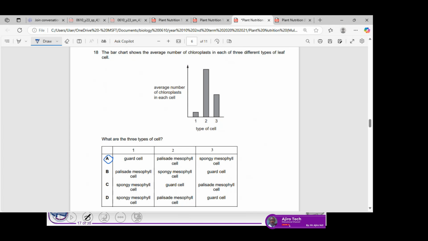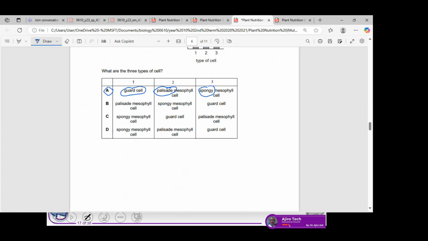I like your thinking. Like I told you, the cells that have the highest number of chloroplast or chlorophyll are the palisade cells, followed by the spongy mesophyll cells. The guard cells have very few chloroplasts, meaning they can also carry out photosynthesis. So any part of the plant that has chlorophyll can carry out photosynthesis.